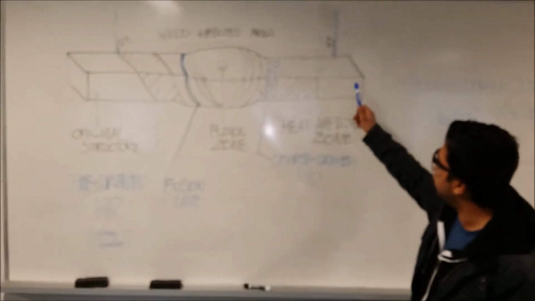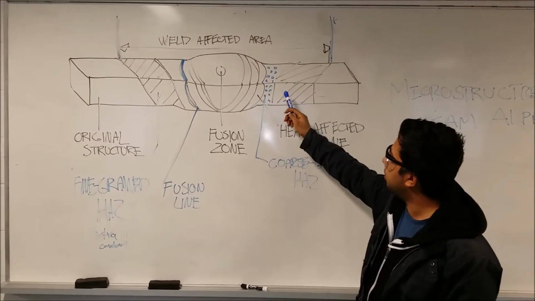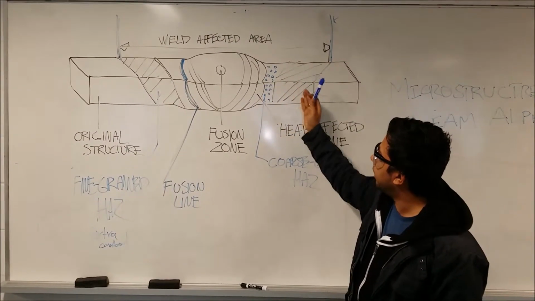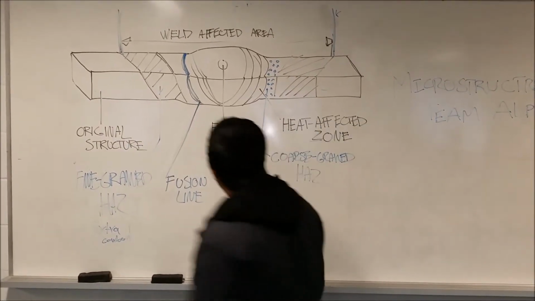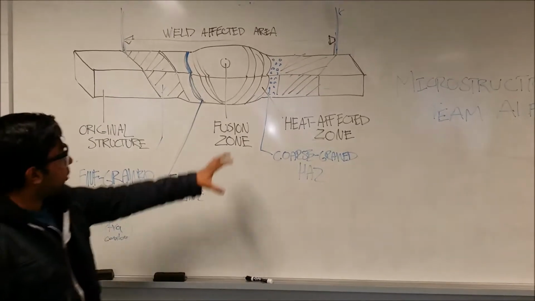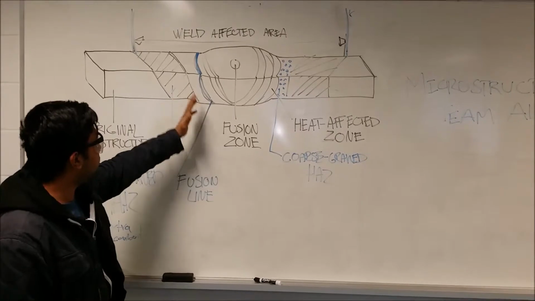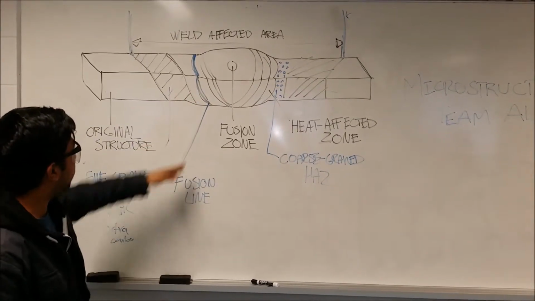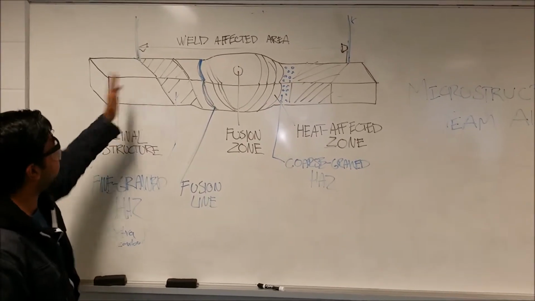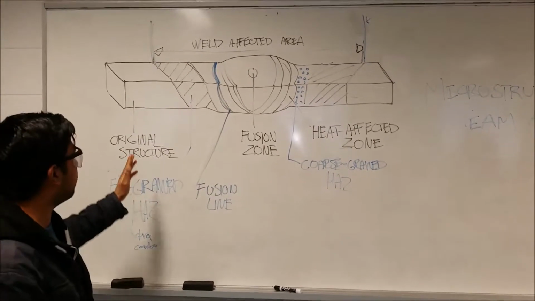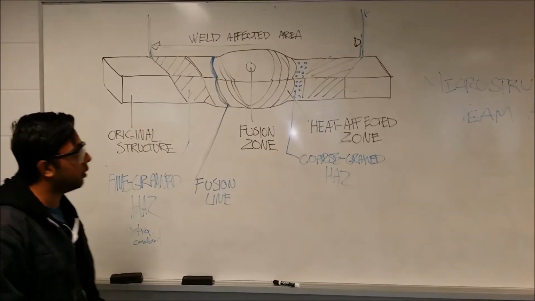The first zone is the zone which is not affected by heat. The second zone is the heat affected zone, and that leads into the welding area, which is the coarse grained heat affected zone. The third zone is the fusion zone, where the welding actually takes place. The fourth zone is the fusion line, and the fifth zone is the heat affected zone to the left of the welded area. And lastly, we can talk about the original structure of the sample.